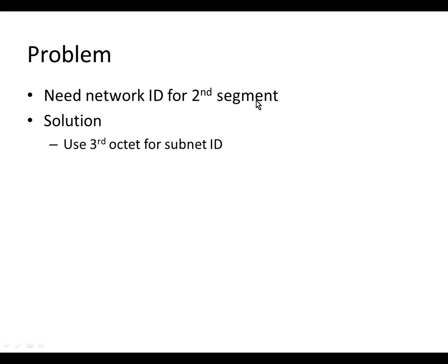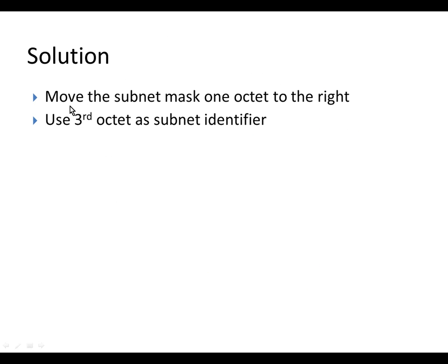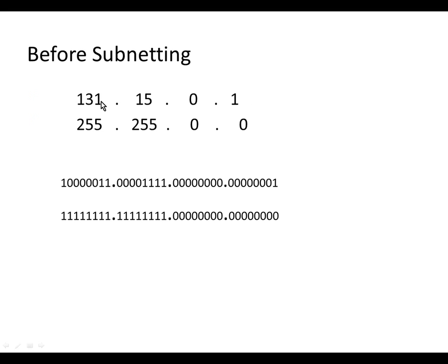And the solution is to use the third octet for subnet ID. The solution is to move the subnet mask one octet to the right and then use the third octet as subnet identifier. So here's how we do it. In the original situation, we have 131.15.0.1 with a subnet mask of 255.255.0.0, or you could just say it's a 16-bit subnet mask.